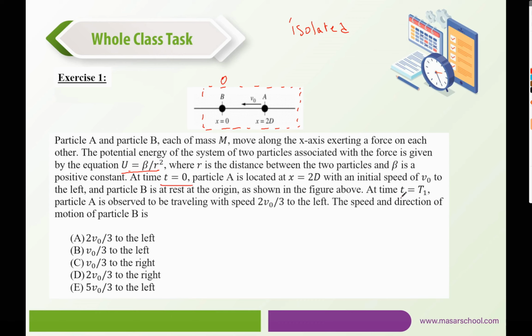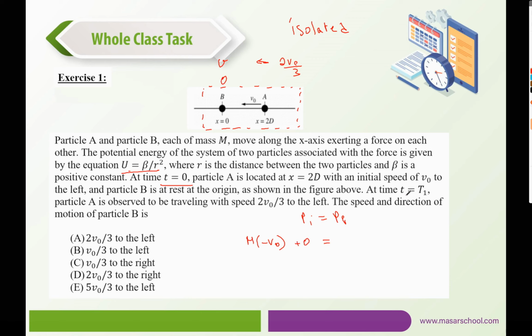After a certain time interval, whether there is a collision or no collision, it happens that particle B will be moving with a certain velocity v and particle A would be moving to the left with the speed 2v0 over 3. Now, because our system is isolated, we can say that P initial is equal to P final, and that would be the conservation of linear momentum. And if this is a free response question, we should mention that since our system is isolated, we apply the conservation of linear momentum. Initially, particle A is moving with a mass m and the velocity minus v0 to the left. B was at rest.